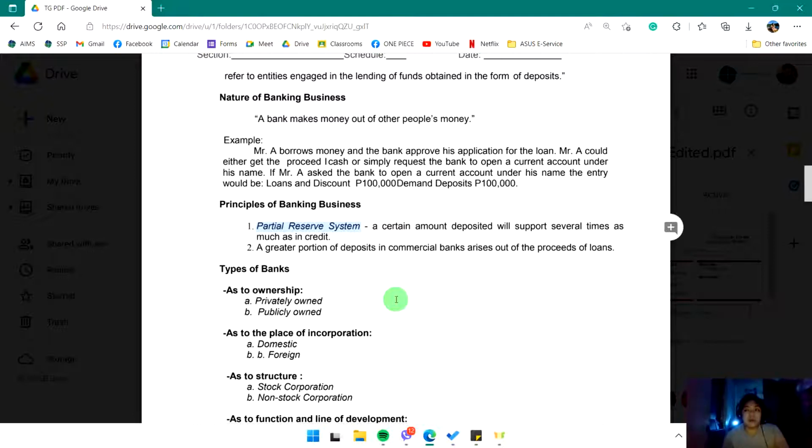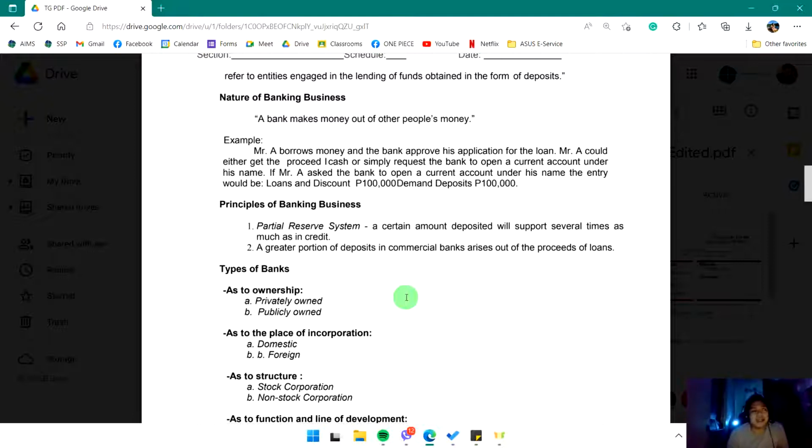And this is what we call bank reserves. Ito yung mga tinatawag natin na bank reserves. Ito yung amount ng pera na sinisave up ng mga bangko natin. And bakit nila ginagawa to? Bakit sila nagsisave up ng pera? Ibig sabihin ba noon, kinokorrupt nila yung pera? Is it corruption of some sorts?